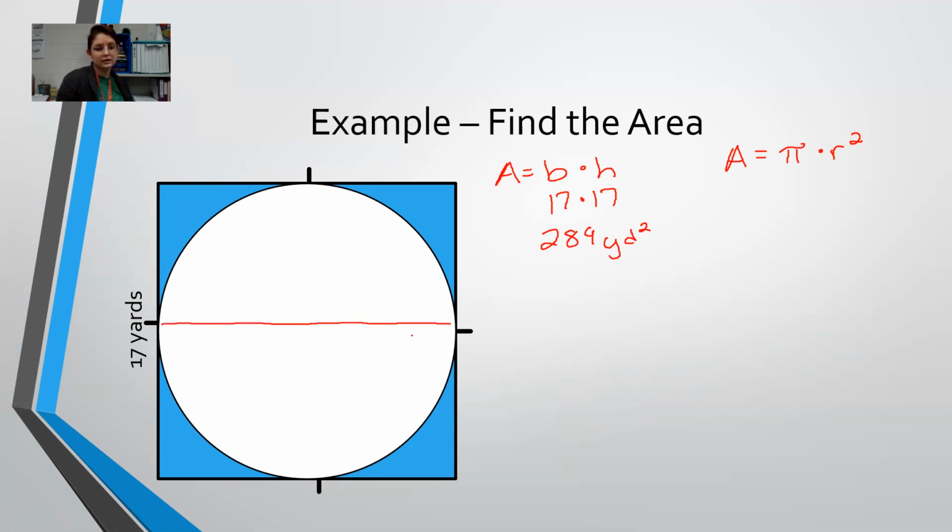So I'm just going to draw that in, and it's 17 yards. Remember, I need my radius, which is half of my diameter. So 17 divided by 2 will give me 8.5. So my radius is 8.5. And we're going to say pi times 8.5 squared. When I multiply all of that, I get 200.